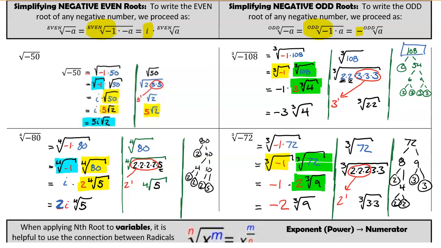Taking a look at the work there, doing the factor tree for each, dealing with the negative first, either turning it into an i if it's the square root, if it's an even indexed root, and turning it into a negative if it's an odd indexed root. And then dealing with the root just like we had done before, looking for groups of numbers to come outside of the radical, leaving anything that is not in that particular group inside, multiplying everything outside, multiplying everything inside.